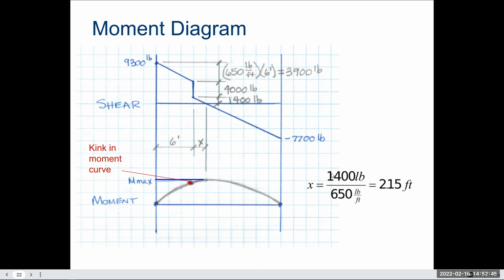So figuring all that out, this is 1,400 coming down across that 650 pound rate. And so I see that at this point, it's 2.15 feet compared to this little x section. So in total, that means that this point x, where it crosses the x-axis, is at 8.15 feet. And so that's where the maximum moment is.